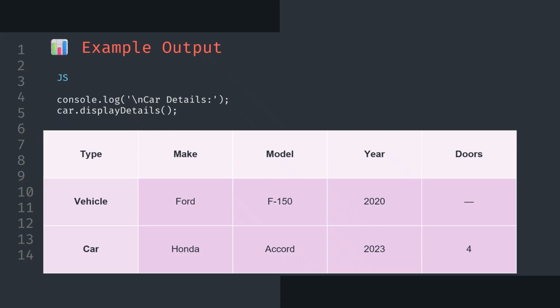Here's what prints out in the console. Notice that both objects output the base data, but only the car includes the door count. That's because the car class extends the base method using super and then adds its own info. This is a great way to customize subclass behavior.